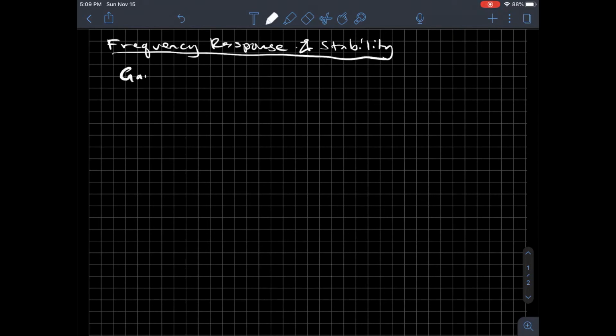The first definition is the gain margin. The gain margin is the increase in system gain when phase is equal to negative 180 degrees that will result in a marginally stable system, or a system on the verge of instability.